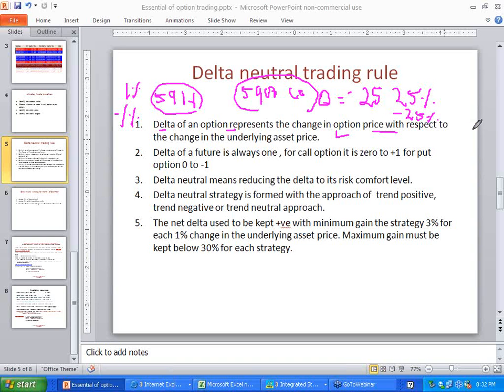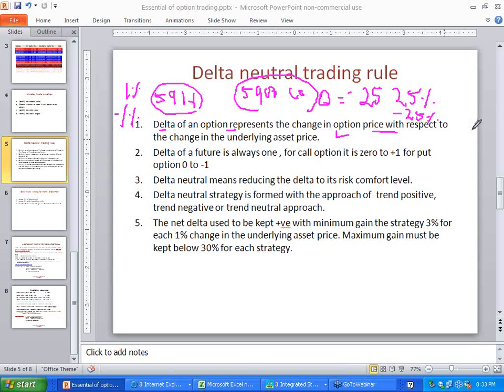And delta has a formula. Delta has many technical aspects, names, derivations, theories. Those are the things I am not covering now. I am not going to take those theoretical aspects. We are going to form a strategy, and I will be talking only from the strategy point of view.